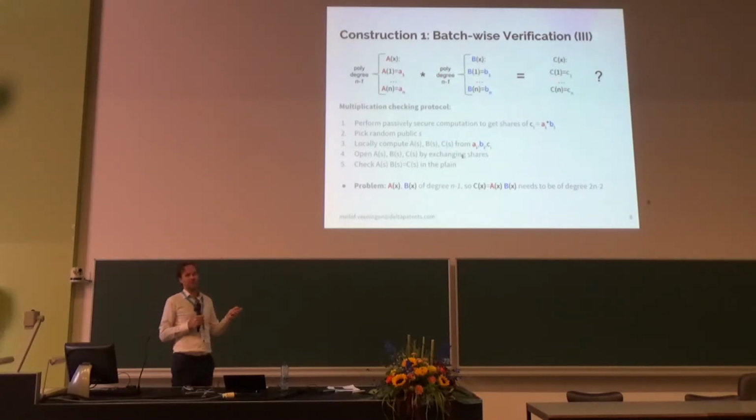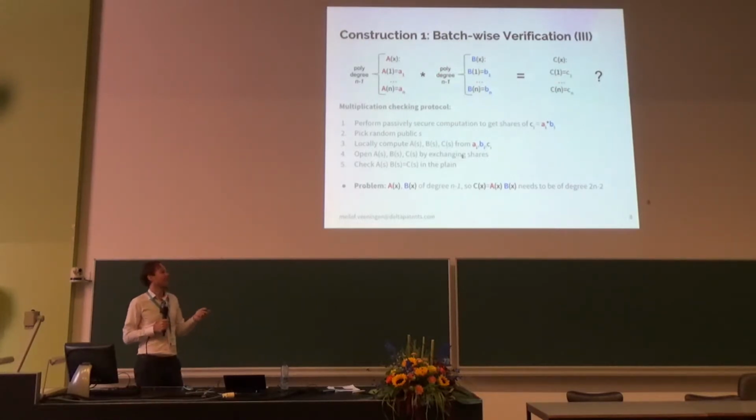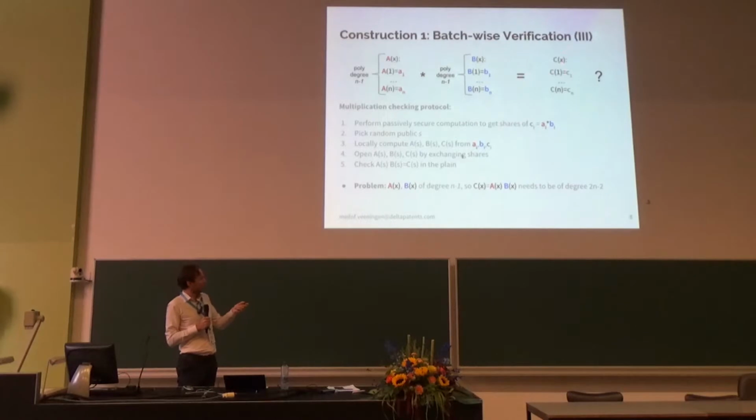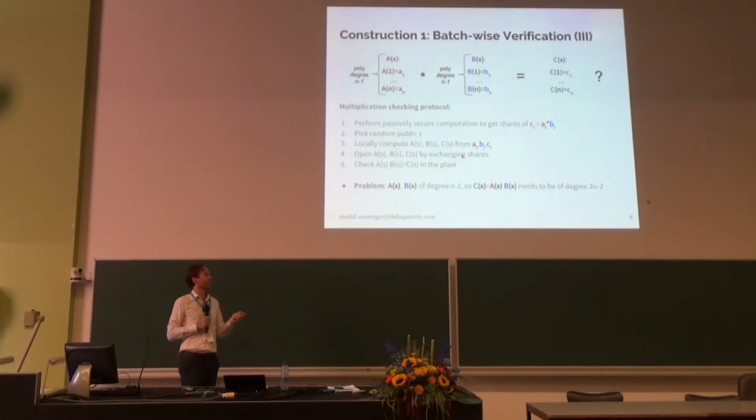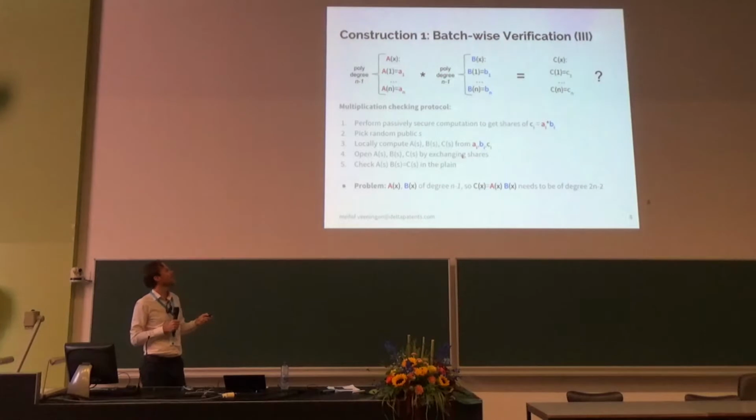But now if we look at polynomial C of X, and we want that to be equal to the product of A of X and B of X, then that means that C of X will be a polynomial of degree, let's say, 2n-2, because this one is an n-1 degree polynomial, and this one as well. So the product will be 2n-2. So if we interpolate C of X just from the values that we used in the multiplication, that will not give us the right polynomial that will give this equality. But we can solve this.